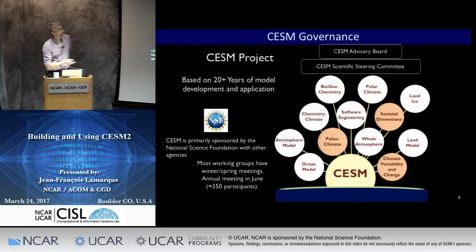And this is my one slide on the CESM governance. You want to get input from the community. What is the way to make that happen? Well, we have 12 working groups. The white ones are all the ones more related to the development of specific parts of the model, like the atmosphere model. And then the other ones are more what we would call applications. So paleoclimate, climate variability, those are people doing the analysis.